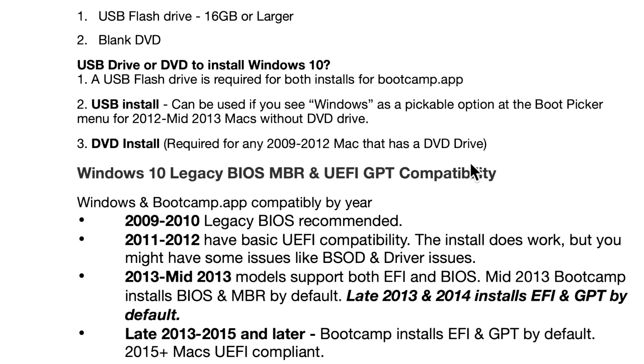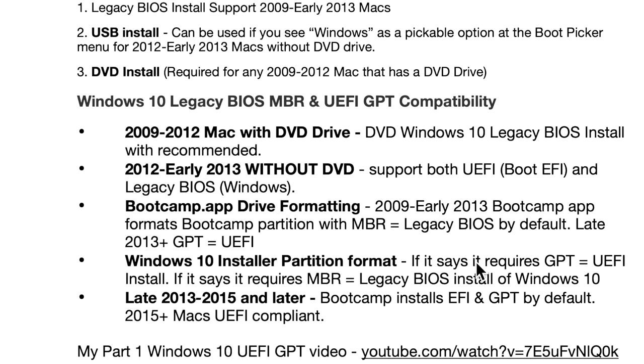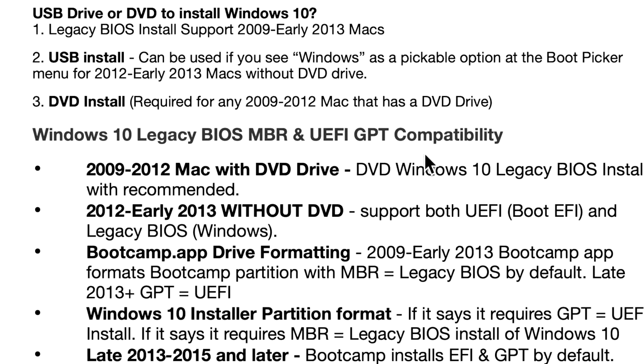Now let's talk about the equipment that you're going to need. First of all, a USB flash drive, 16 gigabytes or larger. You're also going to need a blank DVD that we're going to use to create a bootable version of the Windows 10 installer. This video is focused around showing you how to install the legacy BIOS version of Windows 10 on your Mac, and that supports 2009 to early 2013 Macs.